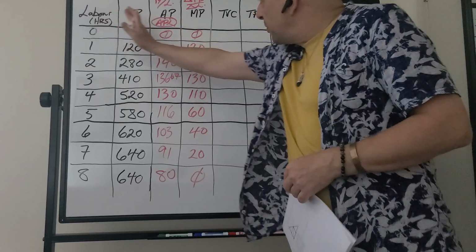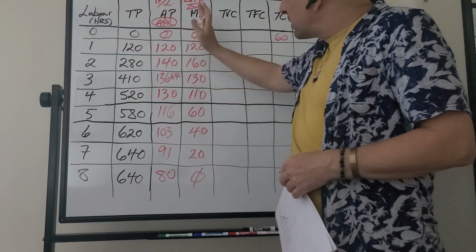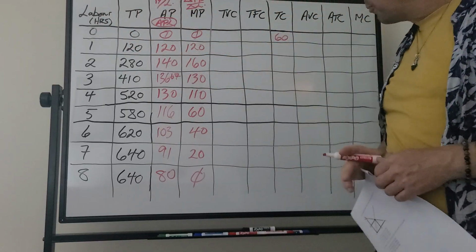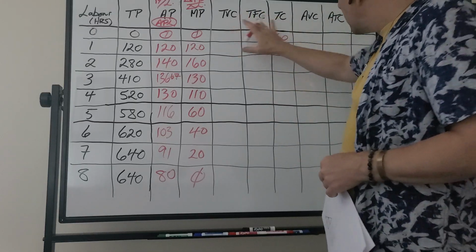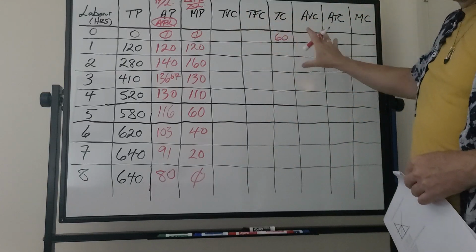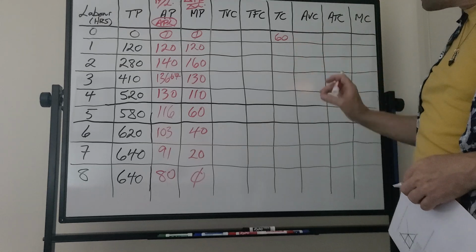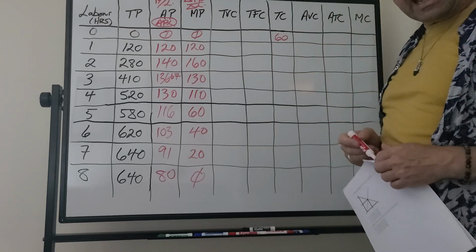So now we've done these and we've got the average product and we've calculated the marginal product. Now in the next video I'm going to continue the rest and we're going to look at these costs. We're going to make some assumptions about the costs and we're going to add up those.